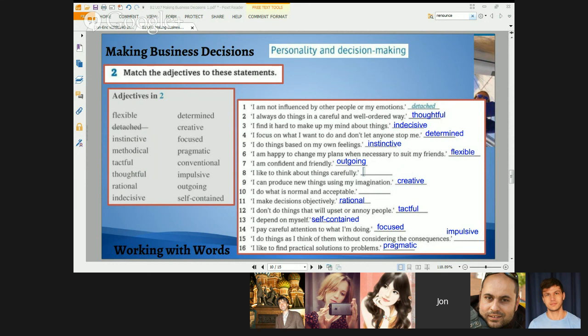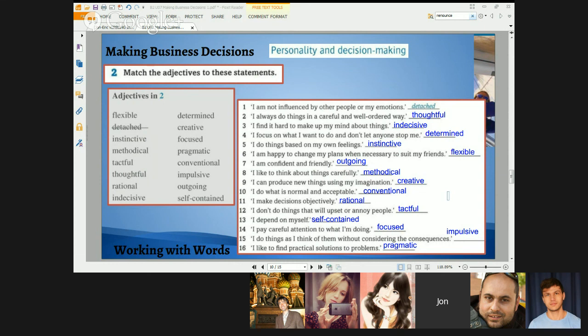What about number 8? I like to think about things carefully. Methodical. Methodical. Following a method. Methodical. Okay, and that leaves us with number 9. I do what is normal. Normal and acceptable. Conventional. Conventional. Okay. Do we have all the answers 100% correct?